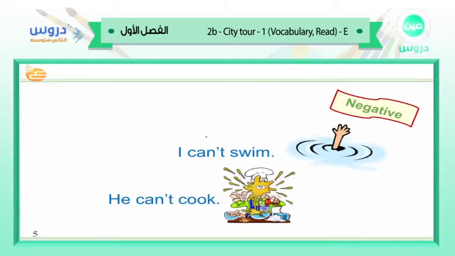The negative form. The negative sentence says no. I can't swim. I'm not able to swim. He can't cook. He's not able to cook. Look at him. He's drowning. Look at all the eggs. Okay, he can't cook.